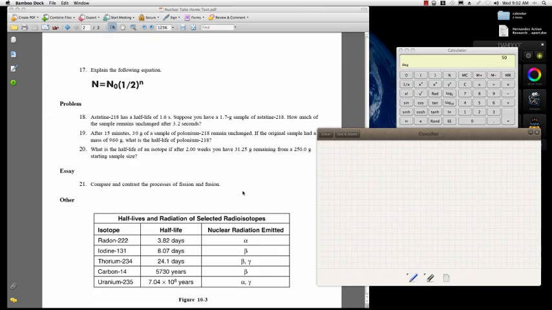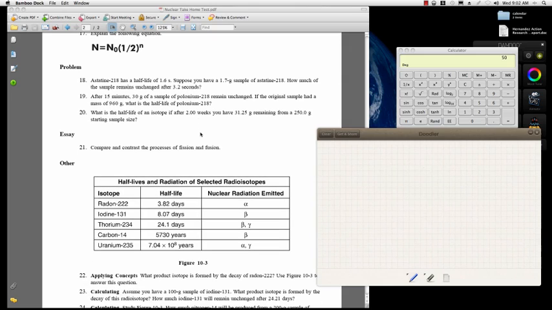All right, number 7, I kind of explained this one earlier. N is the amount of substance left over after a certain amount of time. N sub 0, or N naught, refers to the original amount of the substance, 1/2, because everything goes down in half increments. And n is the number of half-lives.